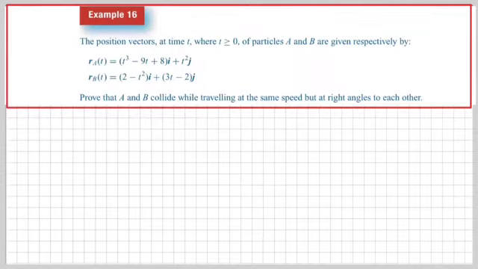Now over the page we go, and this is a collision question. So let's just have a look at it. This is particle A, position vector function of this. This is particle B, position vector function of this. We have to prove they collide while they're travelling at the same speed, and at right angles to each other. There's a lot in that. Well, let's do the collide first. And travelling at the same speed, that's pretty easy. I can see how to do that.